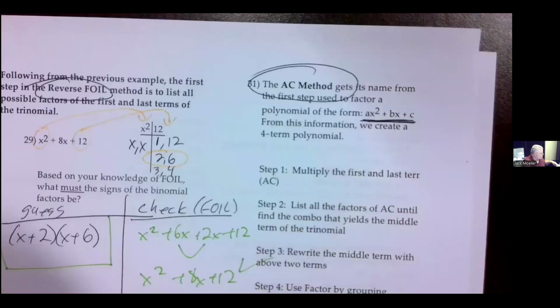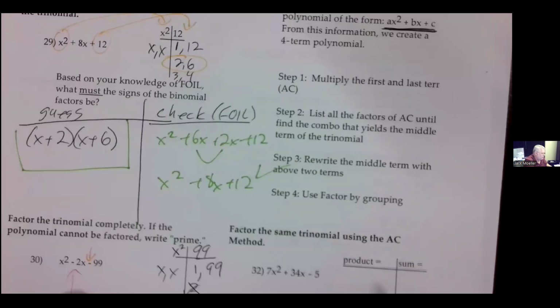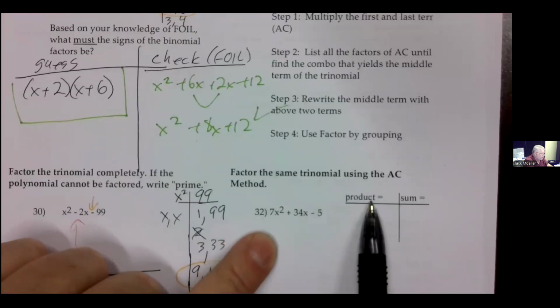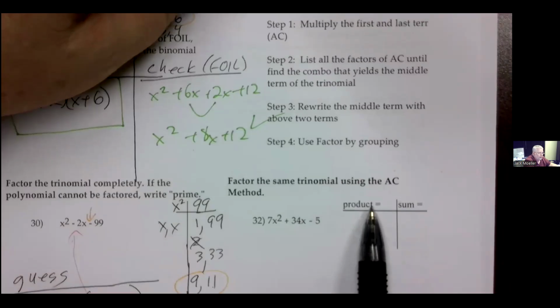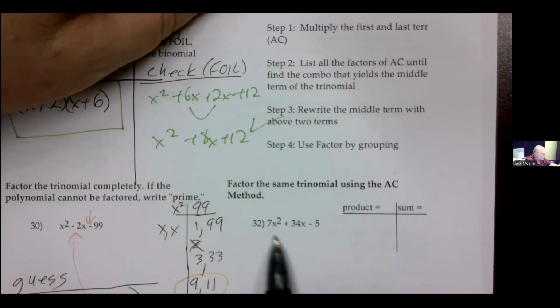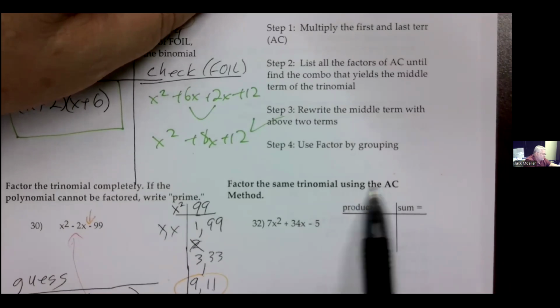And so what we're going to do on our table is, instead of having the first column be the first term, that first column is now going to be our AC product. So whatever we get when we multiply the first term and the last term, that's what's going to go here.